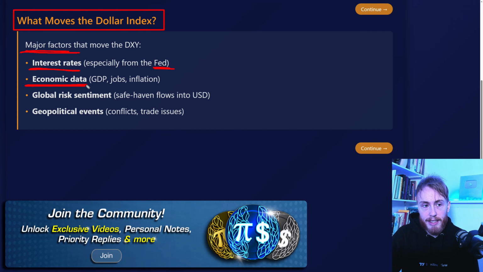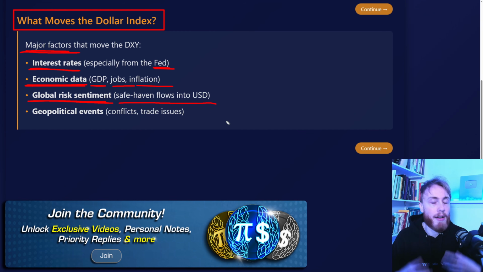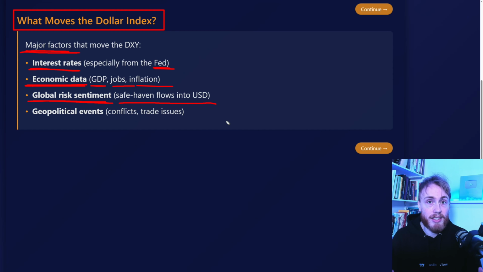Another thing that can greatly impact the US dollar is of course economic data, so things like GDP, jobs, inflation, and so on and so on. Another very important thing here is global risk sentiment. So historically, when we have uncertain times in the financial markets, many people tend to flee into the US dollar, because the US dollar has for a long time been considered a very safe currency.